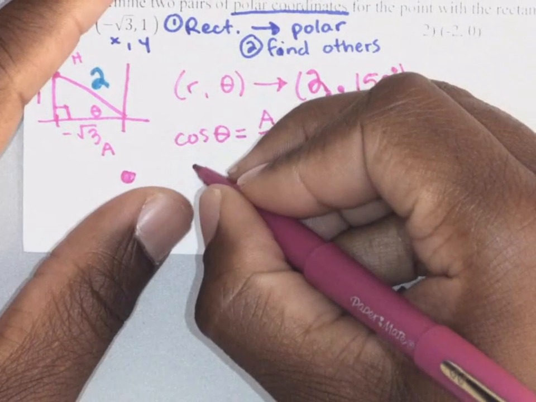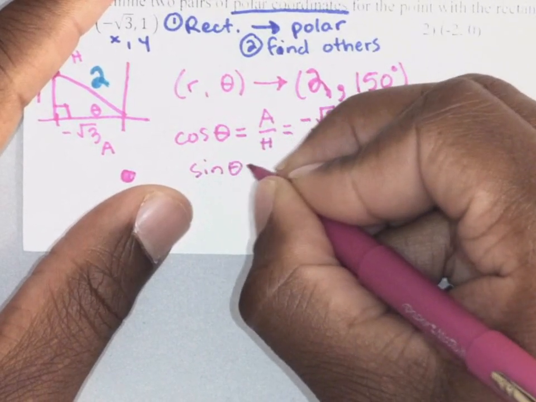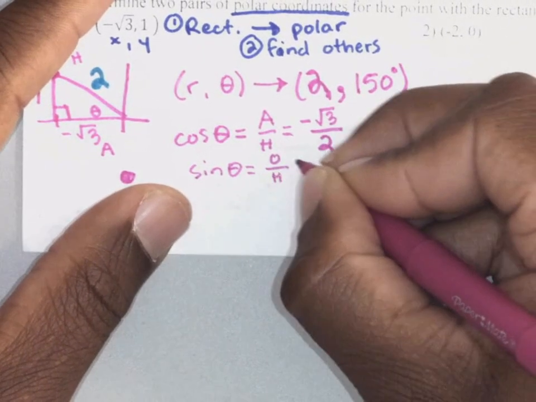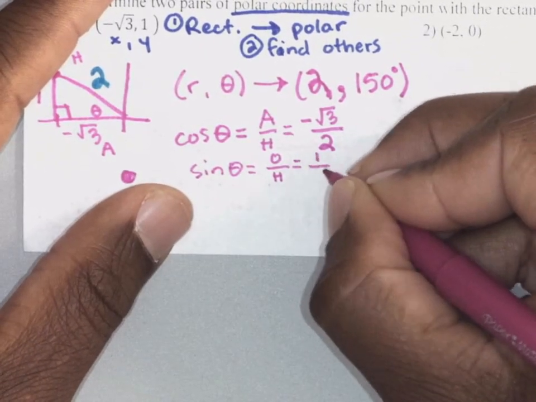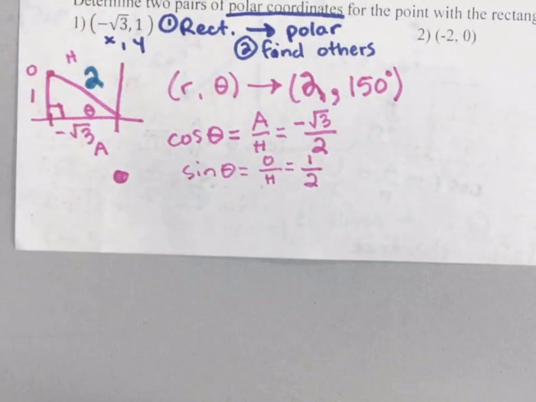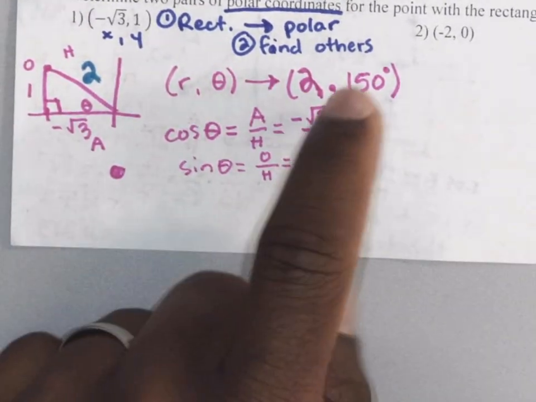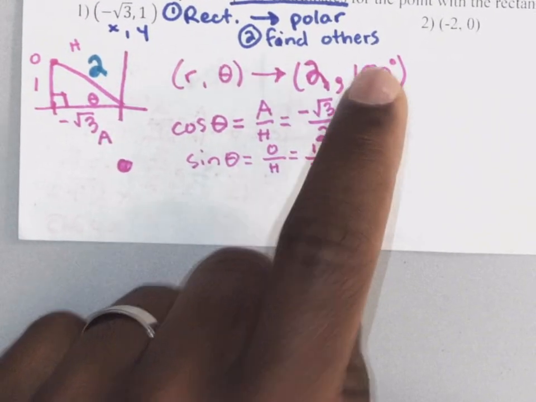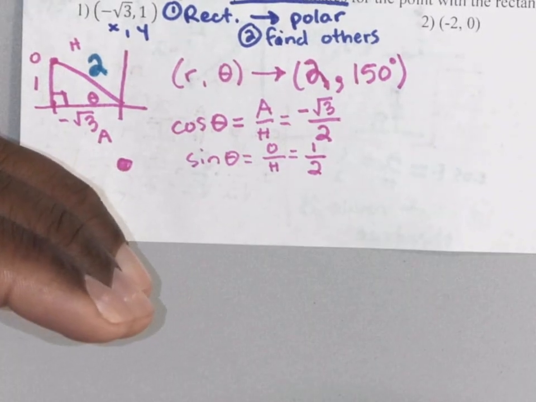You could also do sine, just so we see that it works. Sine is O over H. The opposite side is 1. The hypotenuse is 2. When is sine 1 over 2? At 150 also. Does that make sense how we find that angle?